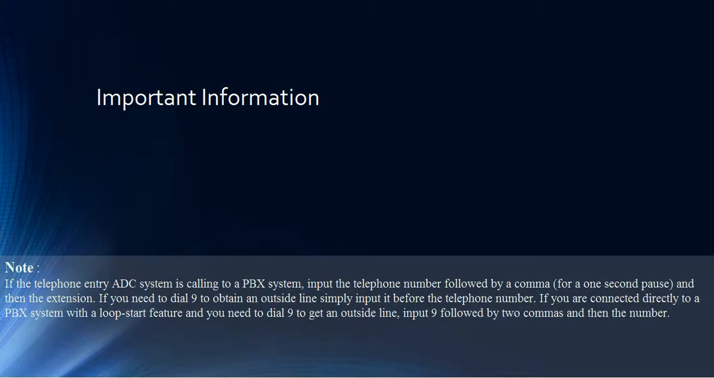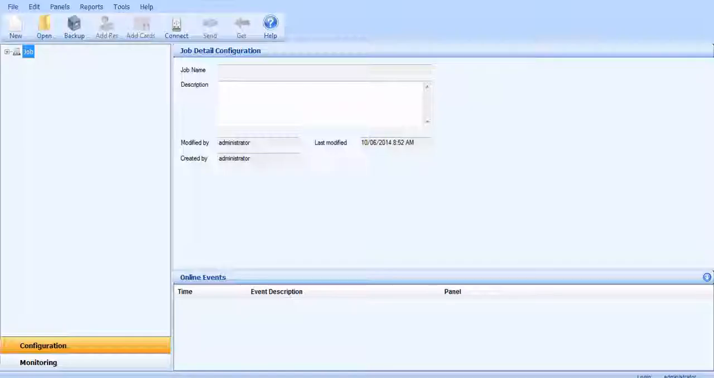Important information. If the telephone entry ADC system is calling to a PBX system, input the telephone number followed by a comma for a 1 second pause and then the extension. If you need to dial 9 to obtain an outside line, simply input it before the telephone number. If you're connected directly to a PBX system with a loop start feature and need to dial 9 to get an outside line, input 9 followed by 2 commas and then the number.